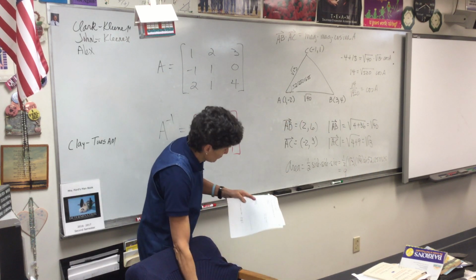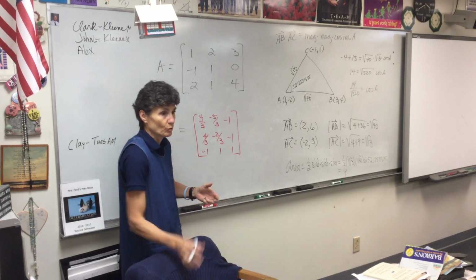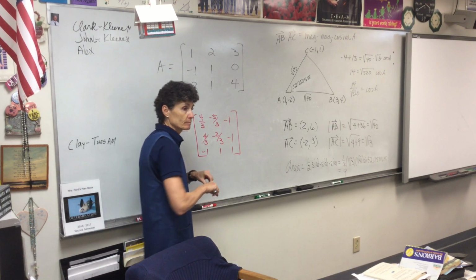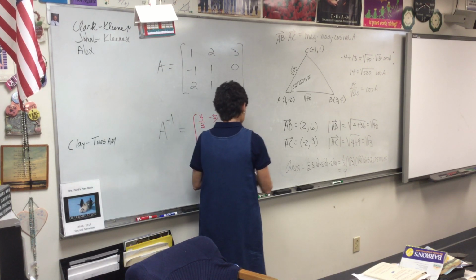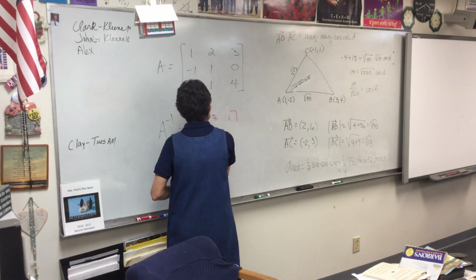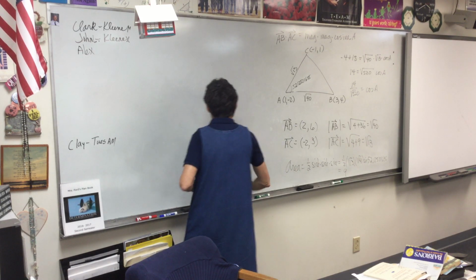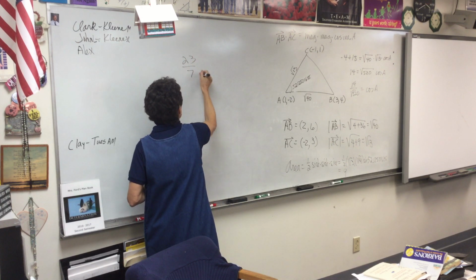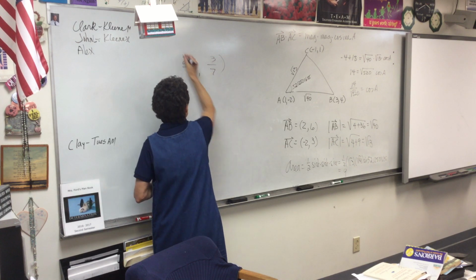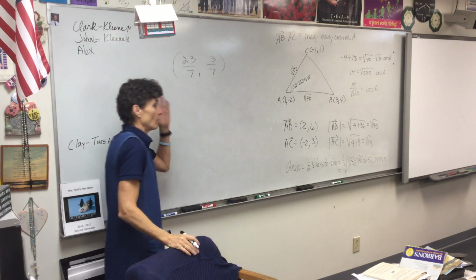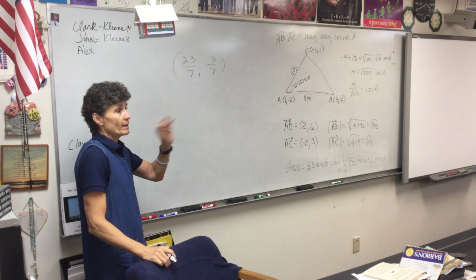All right, what'd you come up with when you solved that problem with Cramer's rule? So did everybody get 23 sevenths, 3 sevenths? 23 sevenths, 3 sevenths, you said, right? All right, everybody got that? We're all fine. Cramer's rule, we got it.